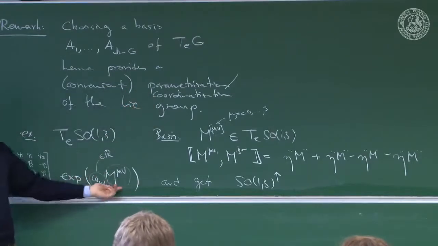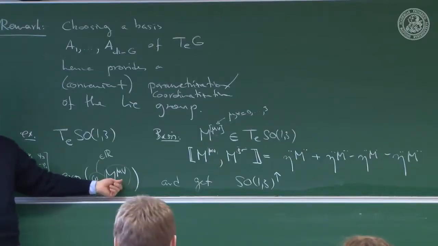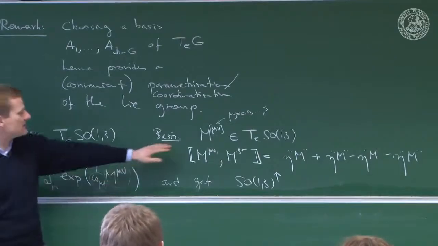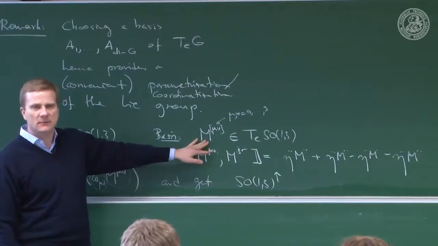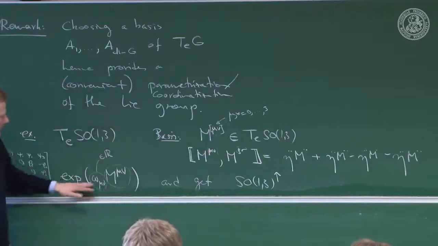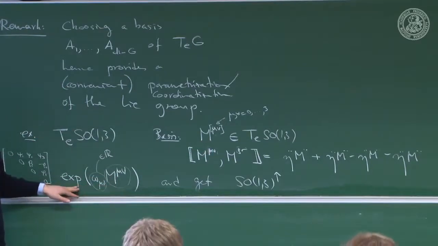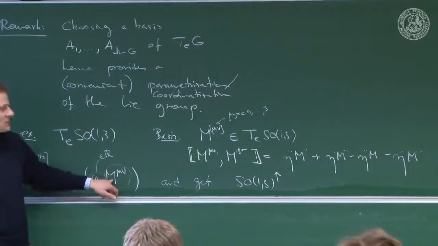And in physics, you know that you very often think of the group as being generated, so that's terminology. You say these basis elements are the generators of the group, which means nothing but that they're a basis of the Lie algebra, and the group elements are generated this way by the exponential map. Now, this is the abstract version.